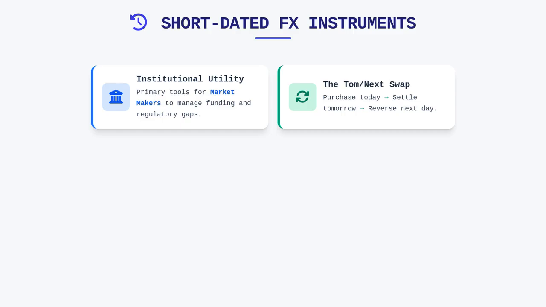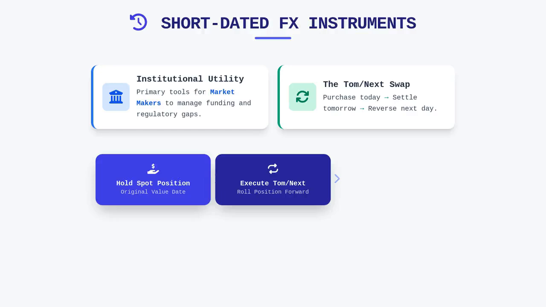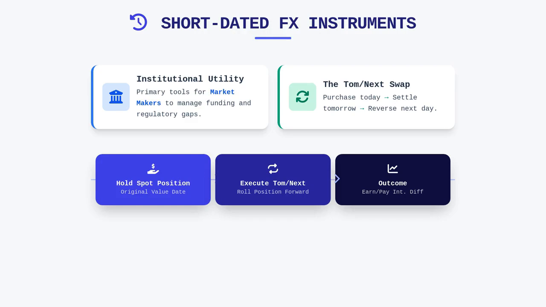Short-dated instruments, such as the overnight swap or the tom/next, tomorrow next swap, are perhaps the most frequently utilized variations by institutional market makers. The tom/next swap involves the purchase or sale of a currency for settlement tomorrow, matched against a sale or purchase for settlement the day after. This is the primary tool used to roll a spot position forward when a trader decides to keep holding the position past the original value date.